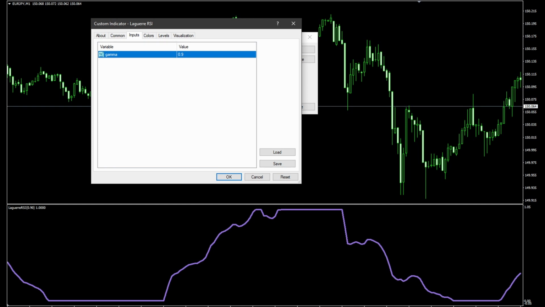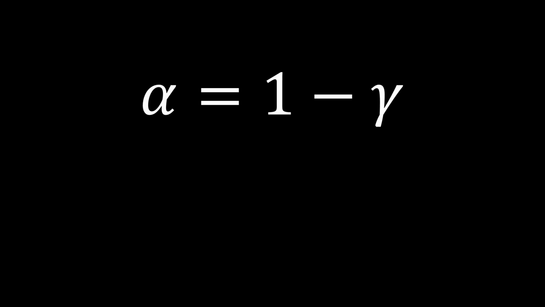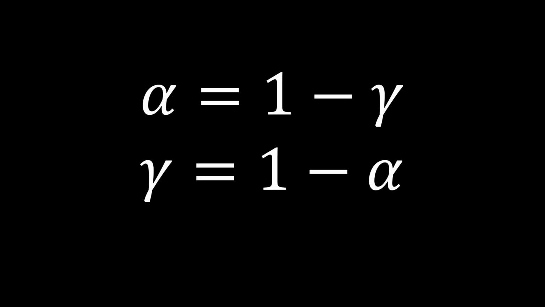Now back to the gamma and alpha. There is a formula for converting gamma and alpha, and the formula is that alpha equals 1 minus gamma. So if you're using the Trading Nerds version and it's asking for a gamma and you want to enter a 0.1 as the alpha, simply enter 0.9 as the gamma. And if we apply a little bit of advanced mathematics, we can actually come up with the reverse formula for this, which is that gamma equals 1 minus alpha.